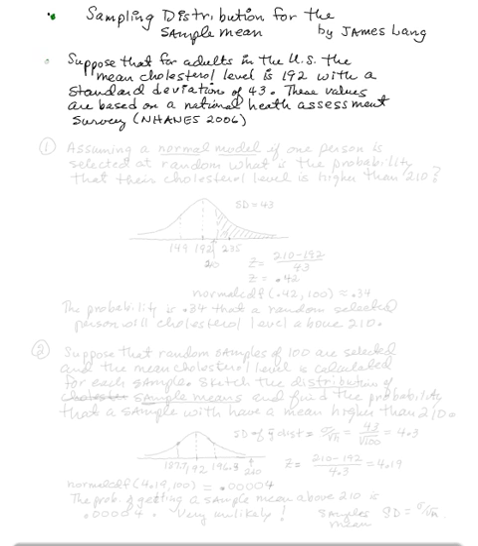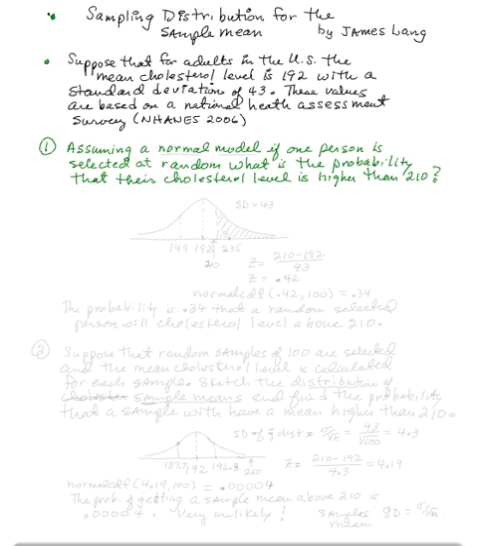First of all, an example says that suppose for adults in the U.S. the mean cholesterol level is 192 with a standard deviation of 43. These values are based on the National Health Assessment Survey. Okay, now first question is, assuming a normal model for the cholesterol levels, if one person is selected at random, what is the probability their cholesterol level is higher than 210?